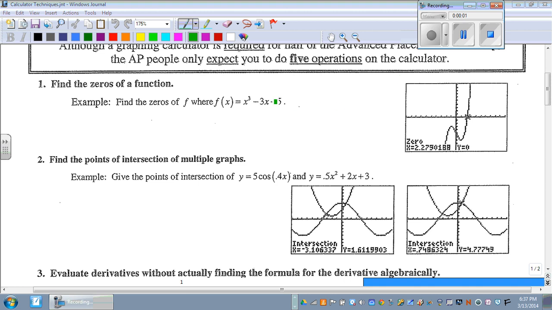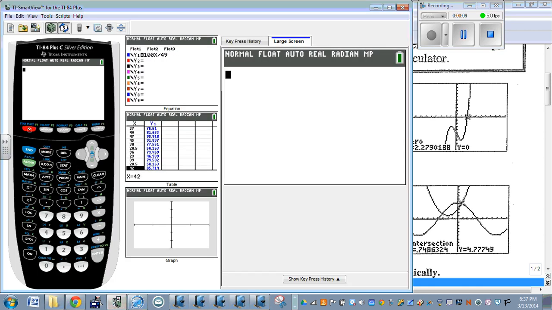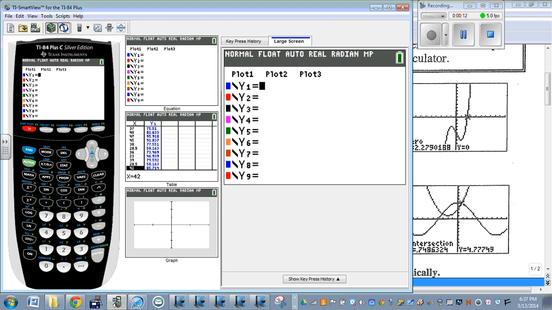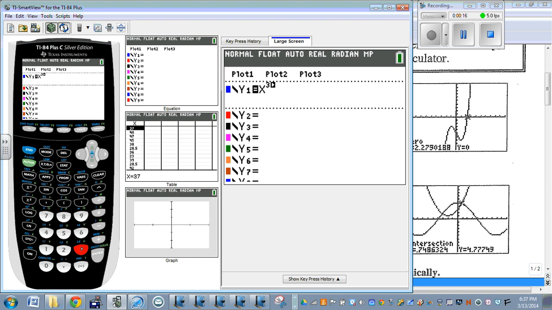So remember, to find the zeros of a function, we're just going to go ahead and put that in for our y equals. So to this one, we've got y equals x cubed minus 3x minus 5.